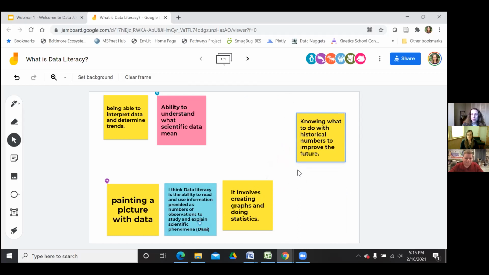Okay, so some trends that I see here, some ideas that you all have put forth, one is being able to use data. So painting a picture with data, reading and using information. Other ideas, being able to interpret data, determine trends, understand scientific data. I agree with all of these, that these are important components of data literacy.